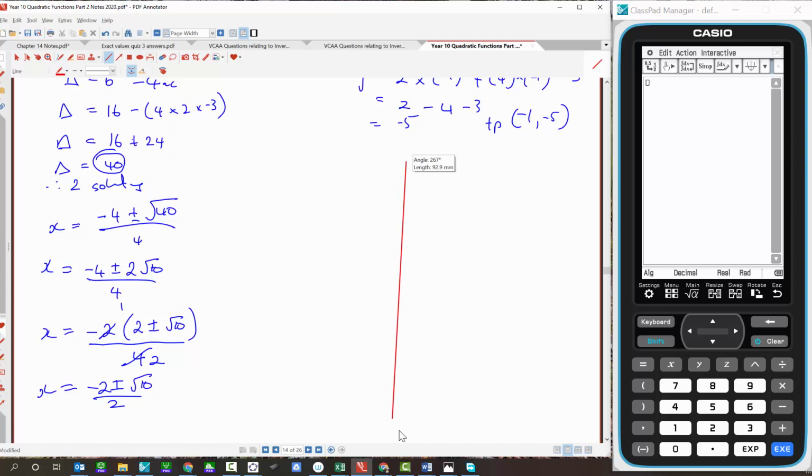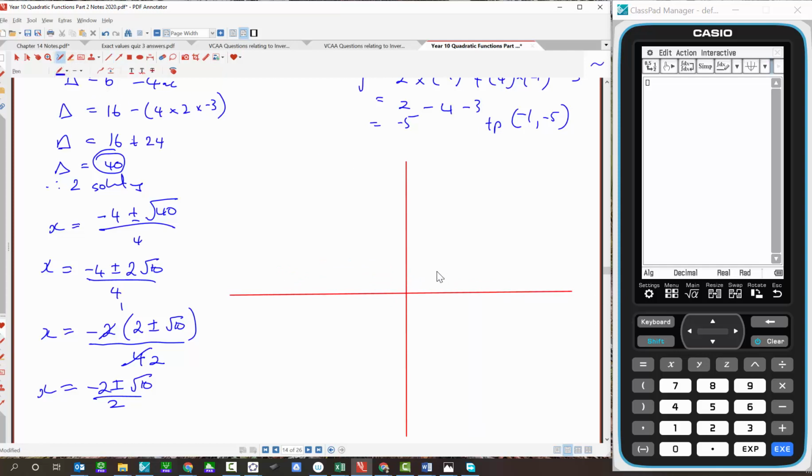So let's draw up a Cartesian plane and mark in our key points. We've got a turning point at negative 1, negative 5. A y-intercept at negative 3, so here's negative 4, negative 3, negative 2, negative 1. So negative 3 is around about there. Our axis is going to run along that line there. So we're ready to sketch this.